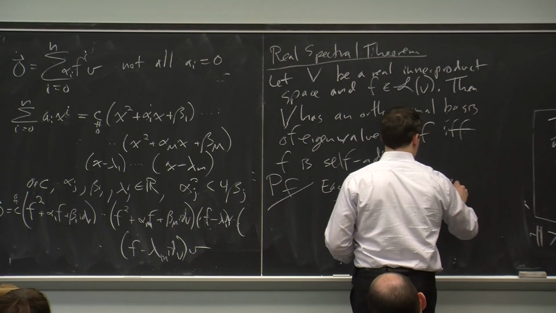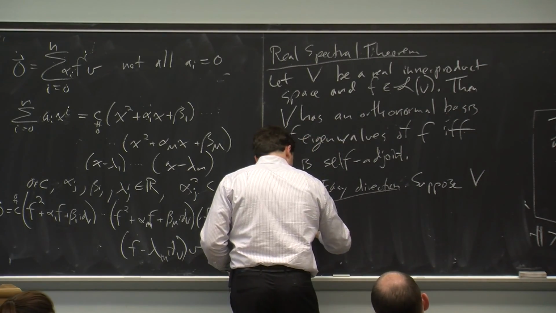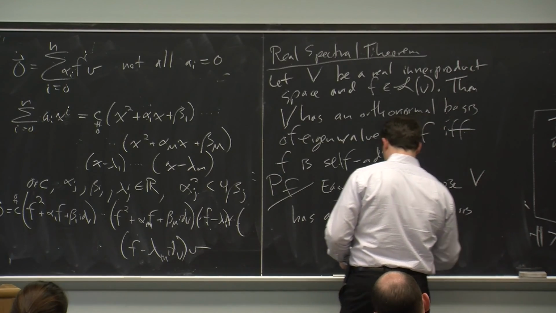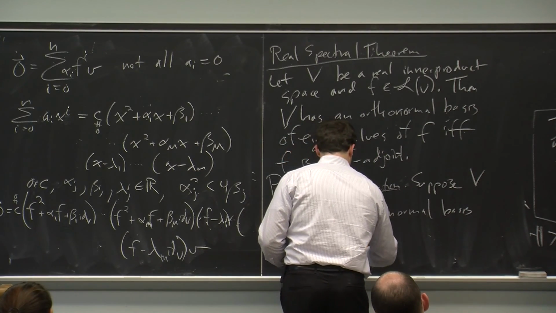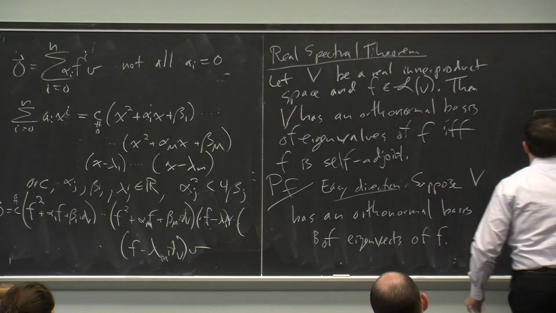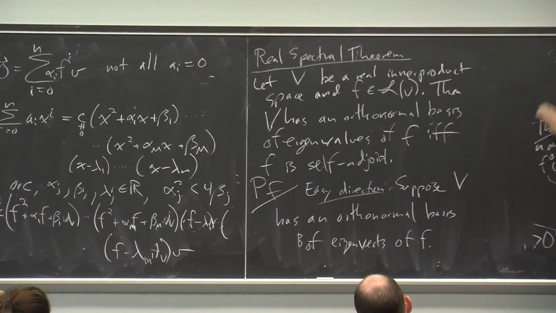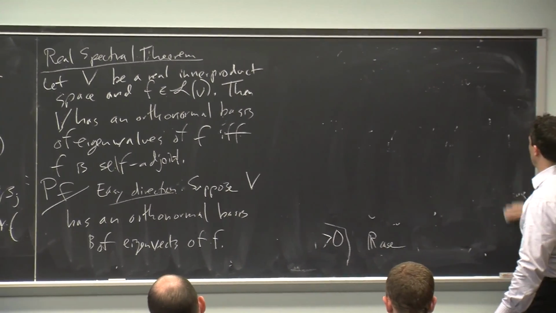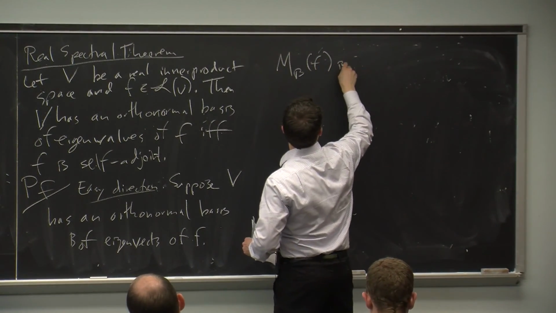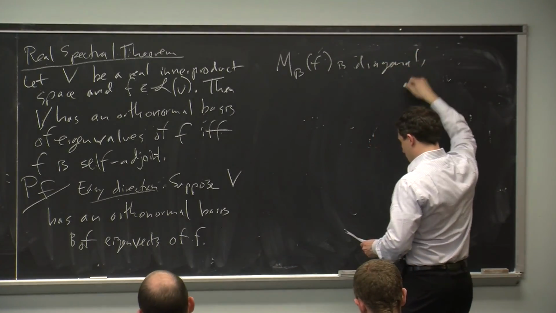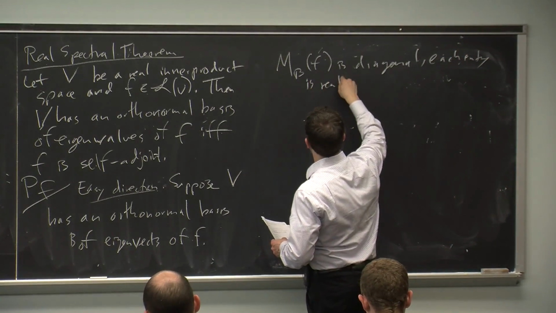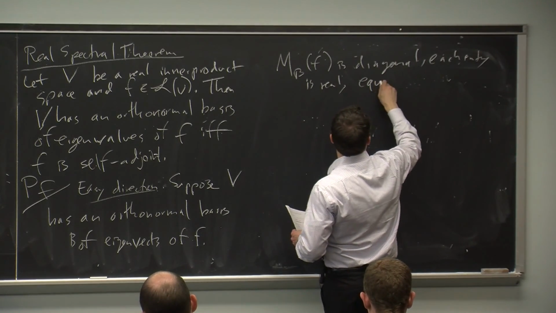Which is to say, suppose first that V has an orthonormal basis B of eigenvectors of F. Since when I apply F to any of these eigenvectors, I just get a scalar multiple, and I've written the basis that way, the matrix of F with respect to that basis is diagonal. And each entry is real. And it equals its conjugate transpose.